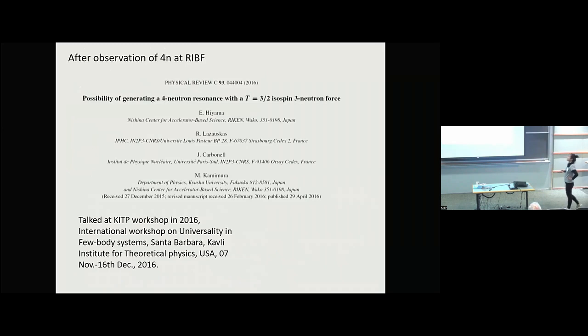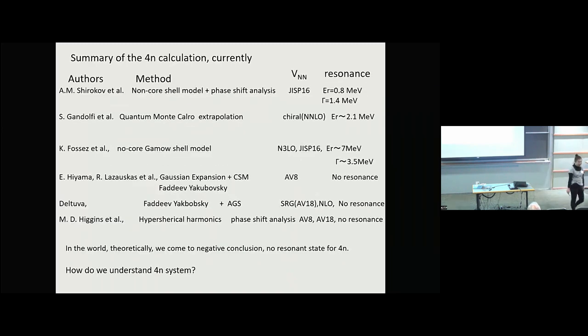After this observation of the tetraneutron state, we were immediately motivated to do this calculation with these people. In 2016, I talked at the KITP workshop, and at that time the organizer was also Chris Green. After this workshop, many people were motivated to calculate the tetraneutron state. Here is a summary of the tetraneutron state theoretically.